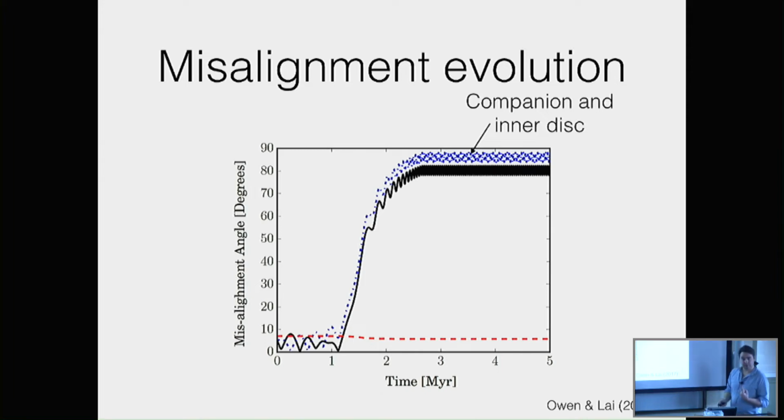The important thing to remember is that throughout, the companion is still just precessing around the outer disk, so its misalignment doesn't change. So the companion and the outer disk will always remain misaligned. So in this specific system, since the orbital inclination of the companion is observationally unconstrained, to confirm this you would have to have the companion and the outer disk align.